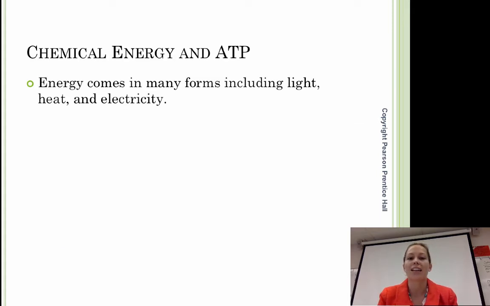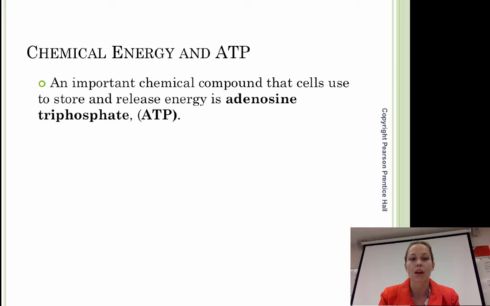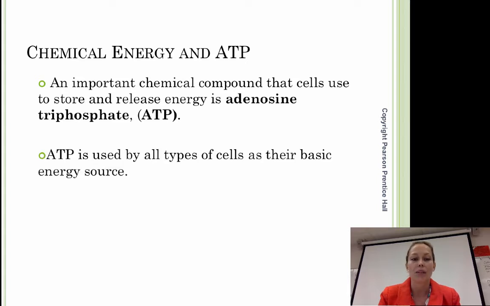So chemical energy and ATP. Just an overview on energy. Energy comes in many forms, including light, heat, and electricity. Energy can also be formed and stored in chemical compounds as well. An important chemical compound that cells use to store and release energy is adenosine triphosphate, or ATP. ATP is used by all types of cells as their basic energy source.